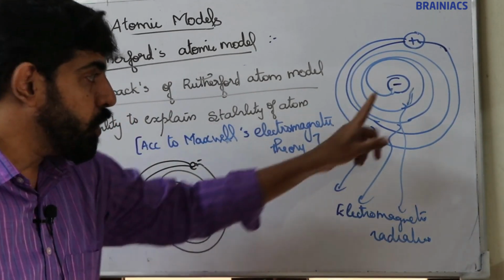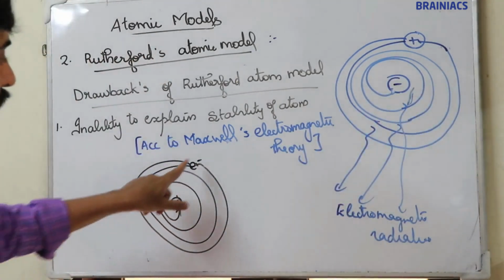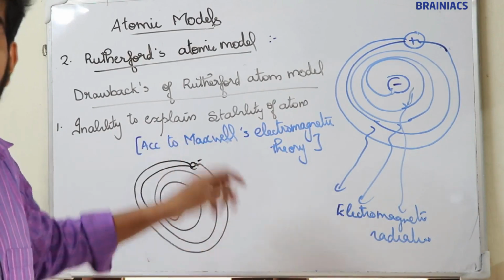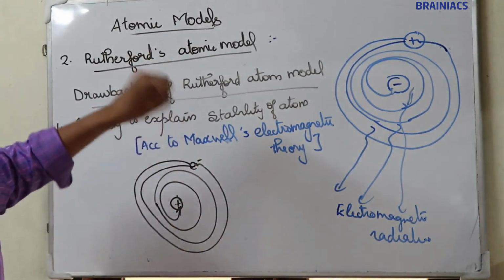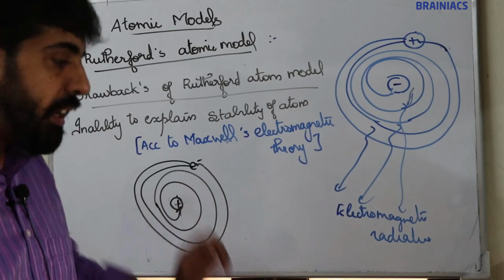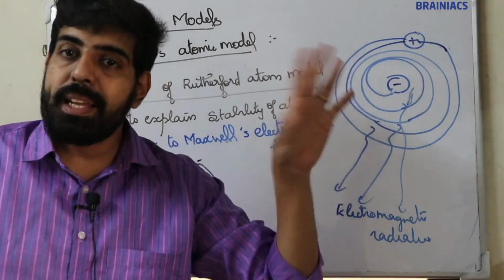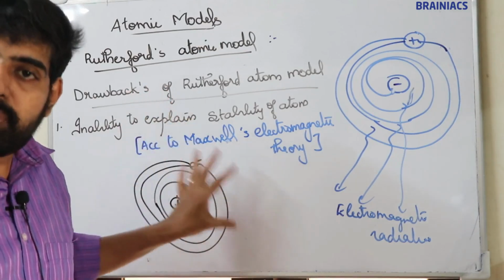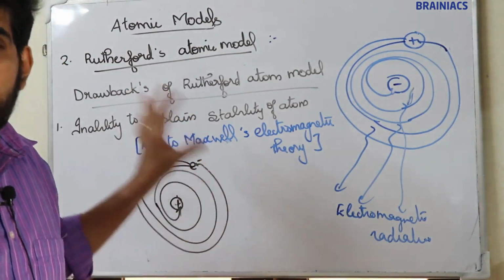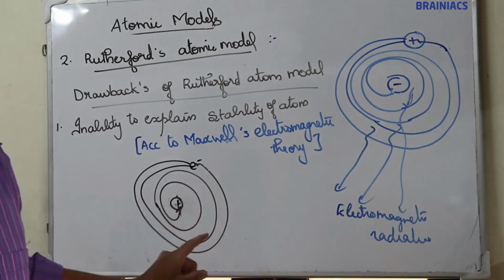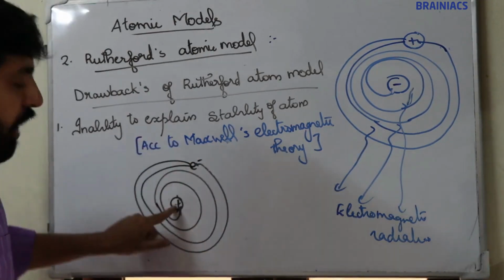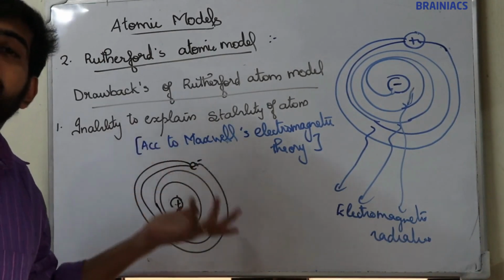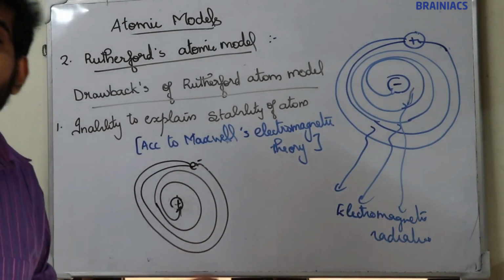According to Maxwell's electromagnetic theory, when a charged body rotates around another charged body having opposite charge, the rotating charged body will lose electromagnetic radiation in each turn, and it will finally collide with the central charged body. Now, when we apply electromagnetic theory to the Rutherford model, the model has no stability. It is not stable because when the electron collides with the central proton nucleus, the atom is unstable, right?